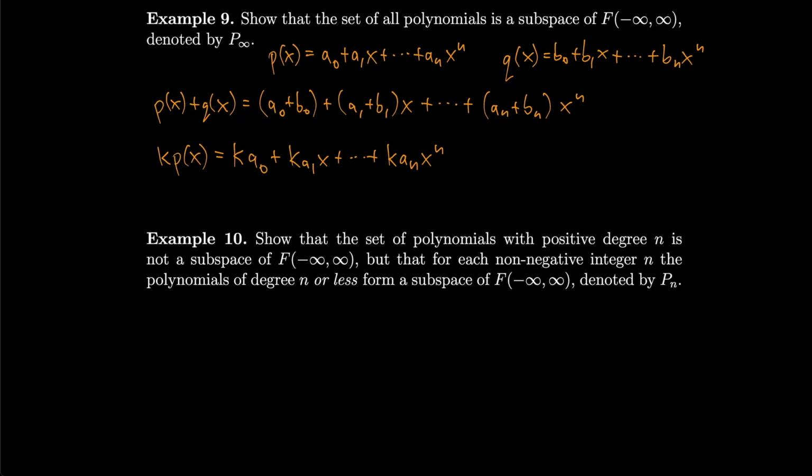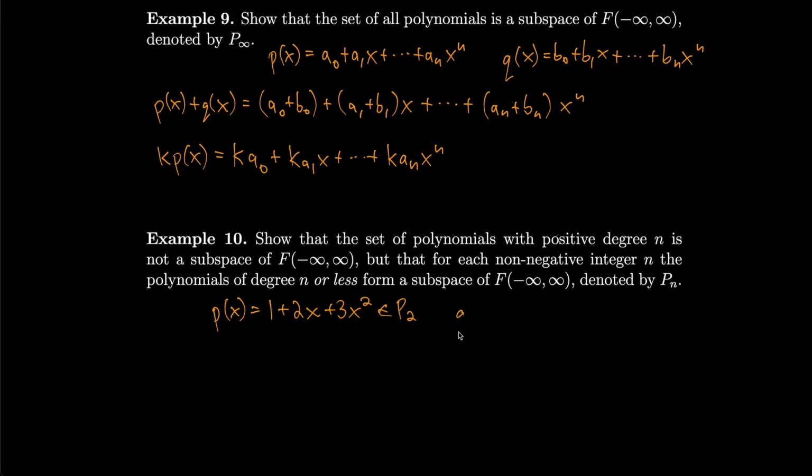How about we show that the set of polynomials of positive degree n is not a subspace of F(-infinity, infinity), but that for each non-negative integer n, the polynomials of degree n or less form a subspace, denoted by Pn. So again, let's take some polynomials. However, when we want to show something is not a subspace, we only have to find one particular vector that doesn't work. Like before when we found that vector (1, 1), where we scaled it and got -1, that wasn't in the set. So in this case, let's come up with a vector that's going to break everything. So a polynomial that'll work is 1 plus 2x plus 3x squared. So that's in P2.